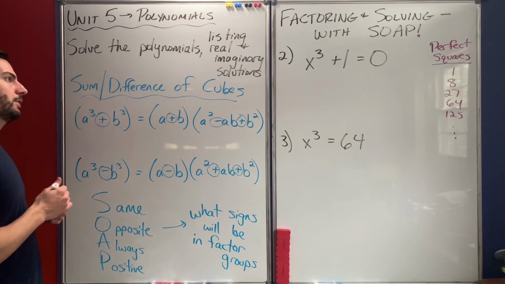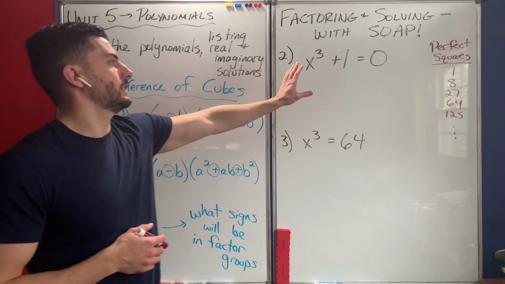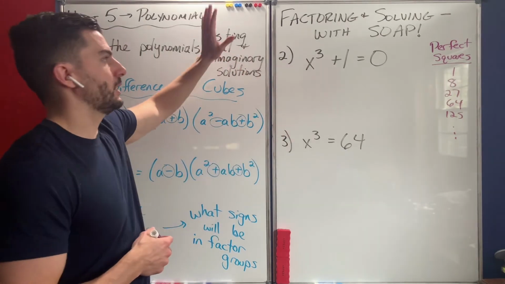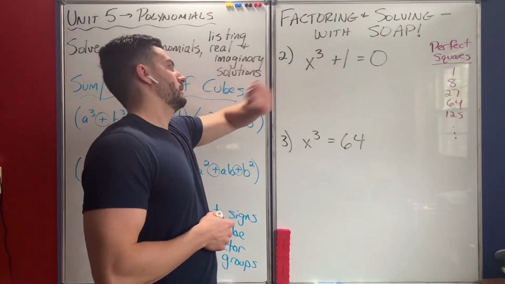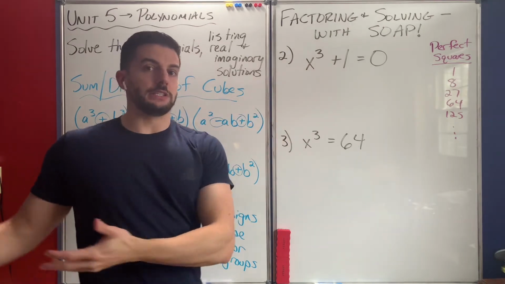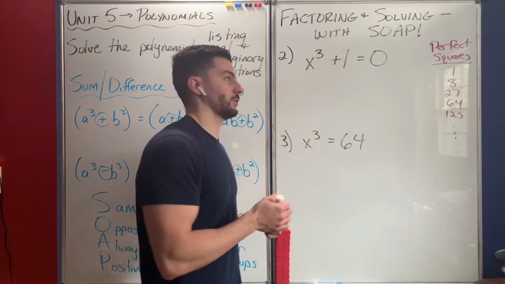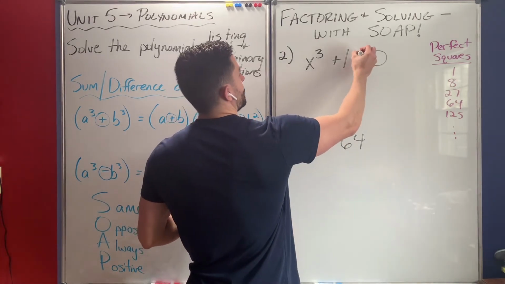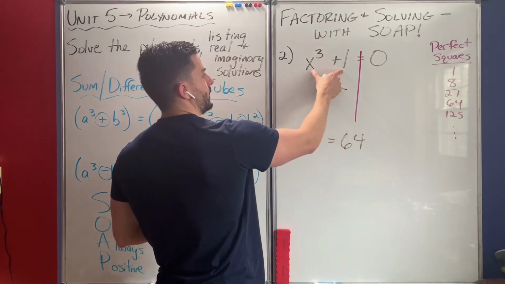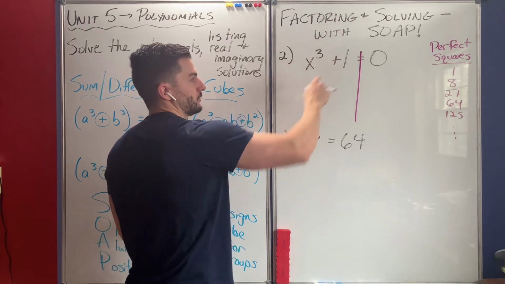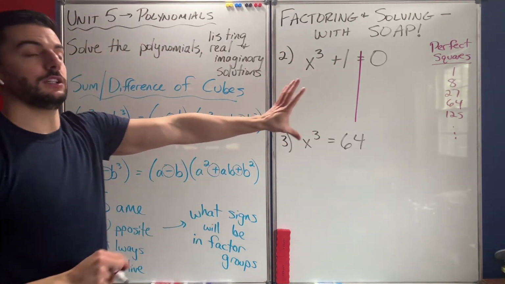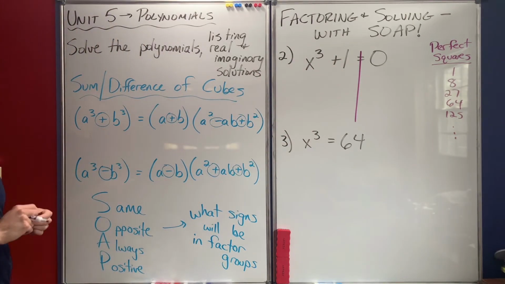But if I have this first one, I still want to follow my rule because I'm solving a polynomial equation, and that means I want to get all the terms on the same side, and I want the other side to say equals 0. And this one has that, so we're good there. Then what I would do is just go right into factoring this x cubed plus 1. I'm going to use my SOAP, or sum or difference of cubes factoring, to do that.